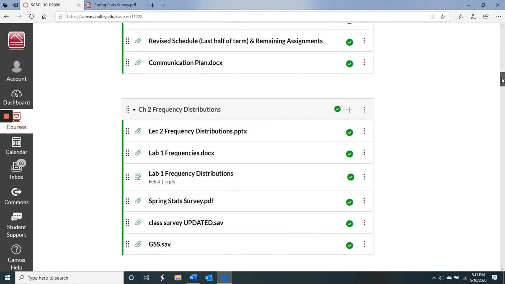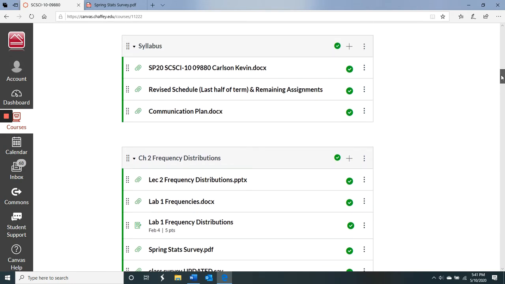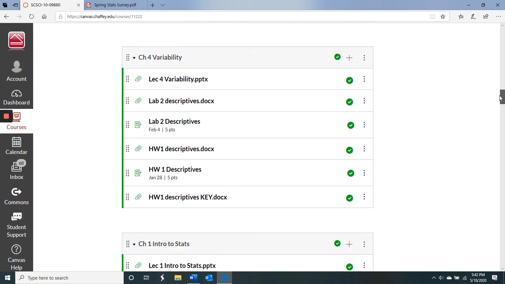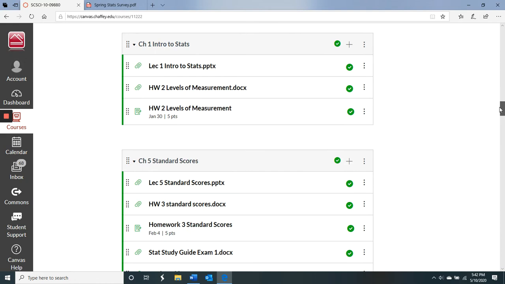So here I'm at the top of our module of our class in Canvas. So the syllabus is the first module. And you go down and chapter 1, homework 2, levels of measurement. So go ahead and review this. And I'm going to go over this homework in a second. So if you can't remember, levels of measurement is that stuff that is nominal, ordinal, interval, and ratio.